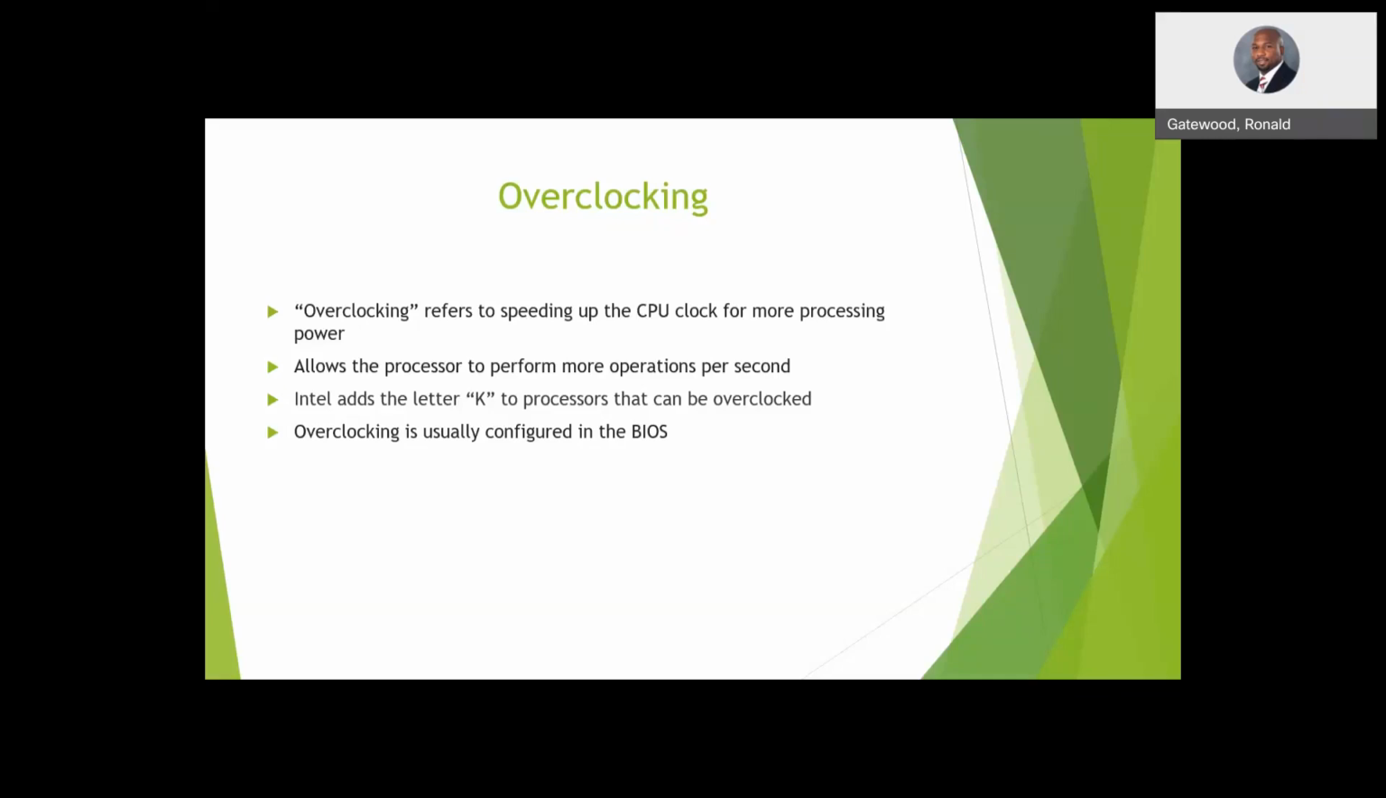Overclocking, pretty much as it says, you're able to speed up the clock and set the clock over the default setting. And it allows the processor to perform more operations per second. Like I said in the earlier slide, the processor's speed is measured by how many instructions per second can be performed. Intel, as a part of their marketing, if Intel has a letter K next to that processor, that means that it can be overclocked. But even processors that don't have the K next to their name, a lot of times they can be overclocked as well.